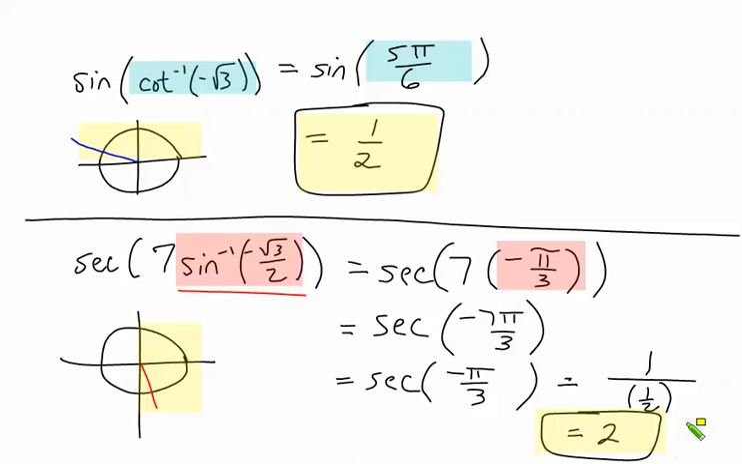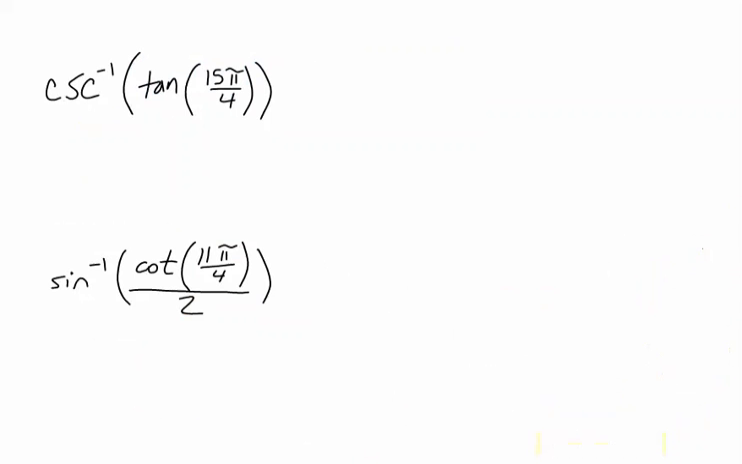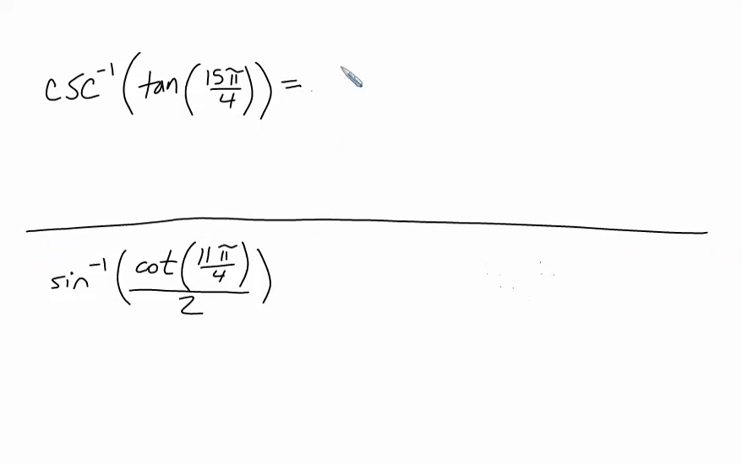Now we're going to look at a few more samples, and this time we're going to move the inverse to the outside of the expression. So let's say we wanted to find the inverse cosecant of the tangent of 15 pi over 4. So first thing that we're going to need to do is figure out what's coterminal to 15 pi over 4. Well, if we subtract 8 pi, that would be 7 pi over 4 that we get.